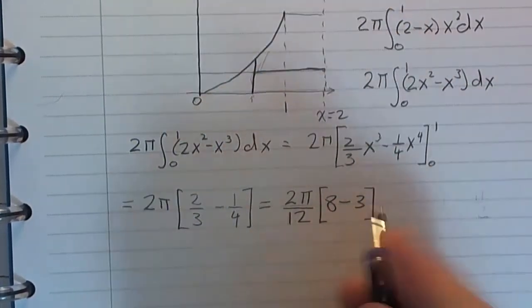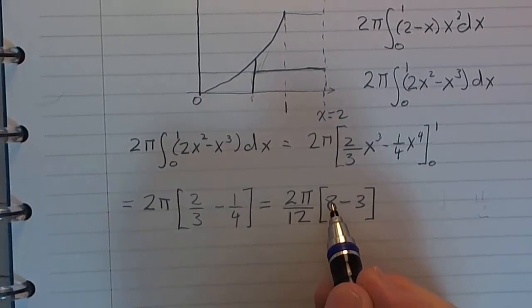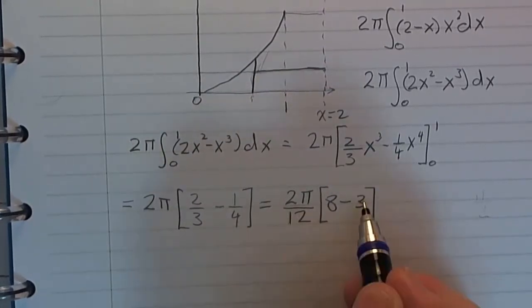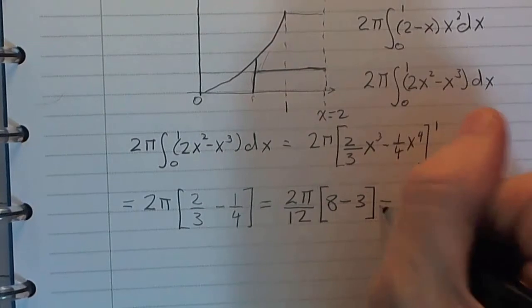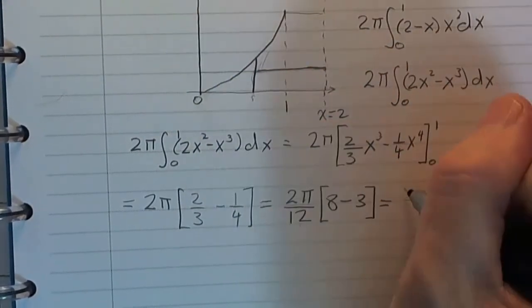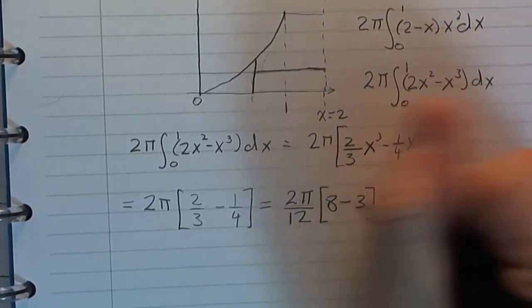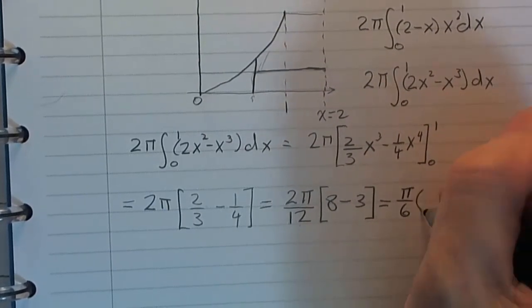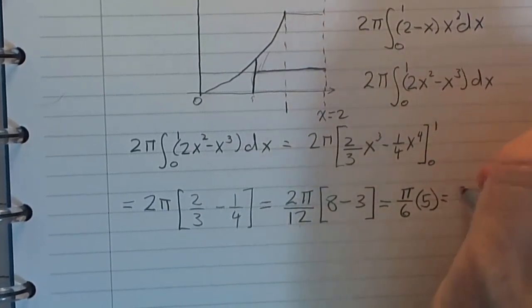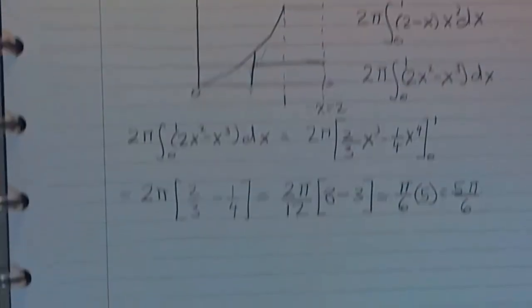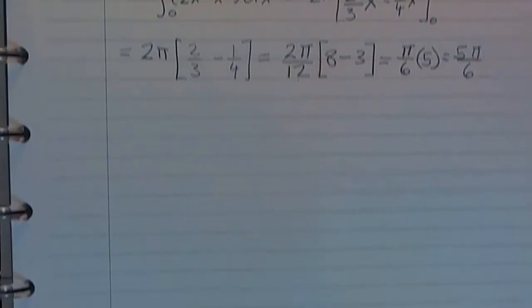See? Now let's see if that works. If I multiply 8 times 1/12, I get 2/3, yep. And then if I multiply a 1/12 times this, I get a 1/4. Yeah, so that's it. So now this is pi over 6 times 5. So that would be 5 pi over 6.